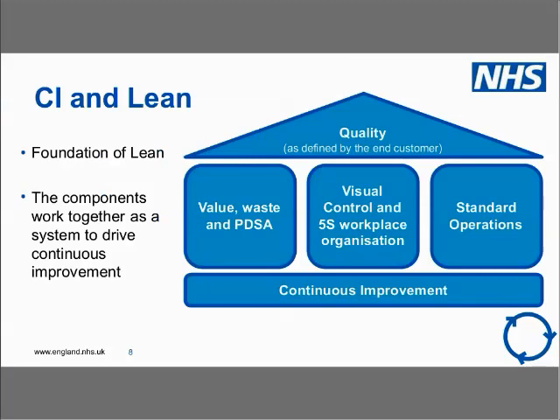Anyway, today, back to our continuous improvement and lean house. We've looked at the vertical pillars in the middle of the screen there: value and waste, visual control 5S, and standard operations. And today we're going to look at the foundation, which hopefully is highlighted on the screen there, continuous improvement. We talk about the structure that we can use in some simple documentation to set up, run, and manage our continuous improvement projects.